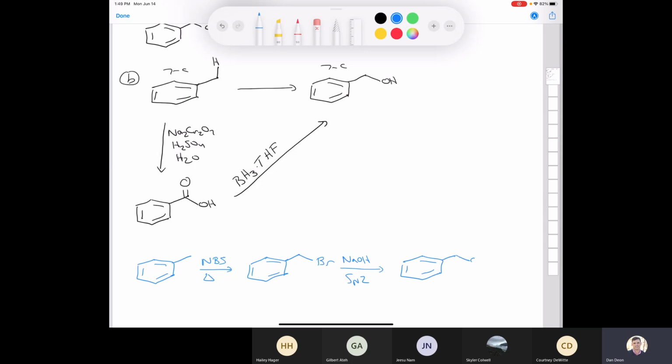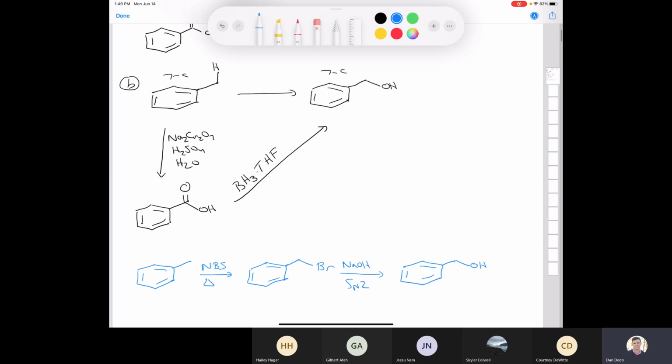I'm going to get the SN2, and that would also give me benzyl alcohol. Either way, there's nothing wrong with either way. They're both perfectly fine, but this is a good example of how in organic chemistry too, we see all kinds of examples where there's more than one way to affect a transformation.